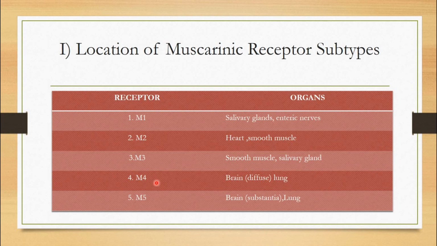So for M1, I will tell that M1 plays a major role in mediating the gastric secretion, relaxation of lower esophageal sphincter, and in learning, memory and motor function. This is the function of M1. So it plays a major role in mediating gastric secretion, relaxation of lower esophageal sphincter, and in learning, memory, and motor function.